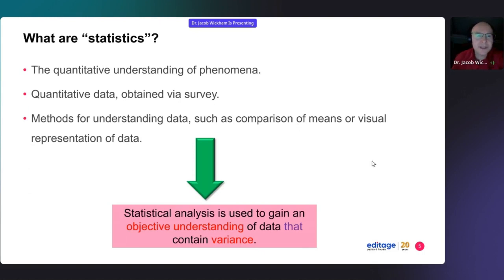So first of all, what are statistics? Basically, statistics are a quantitative understanding of a certain phenomenon, like a dependent variable that you'll be measuring.